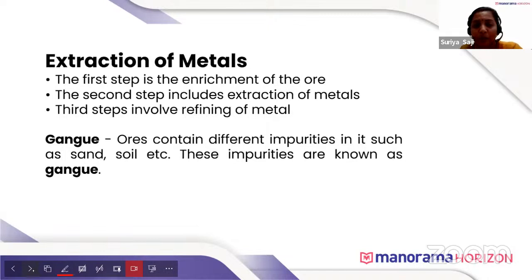So gangue is the different types of impurities, such as sand and soil, present in the ore. These impurities are collectively known as gangue.